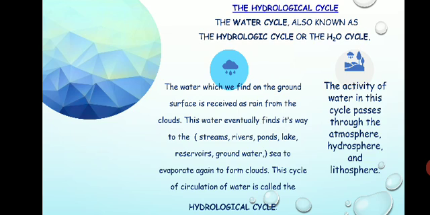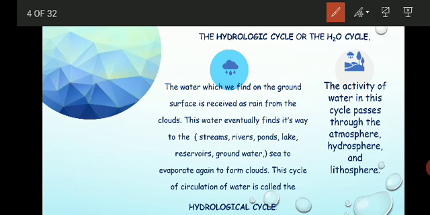It is in circulation. There is activity of water in this cycle. It passes through the atmosphere, hydrosphere, and the lithosphere. So there are three spheres in which the water is circulating. The hydrosphere is where water is available. The atmosphere is the top surface above the earth's surface. Then the upper part of the lithosphere is the rocks. So that constitutes the three main media in which the water of the earth circulates.